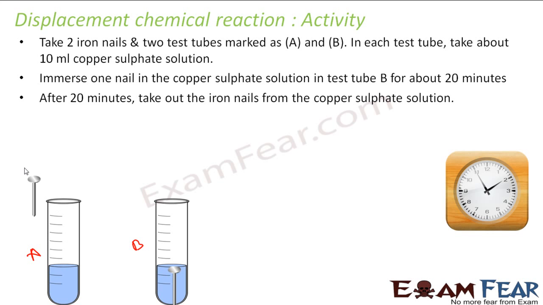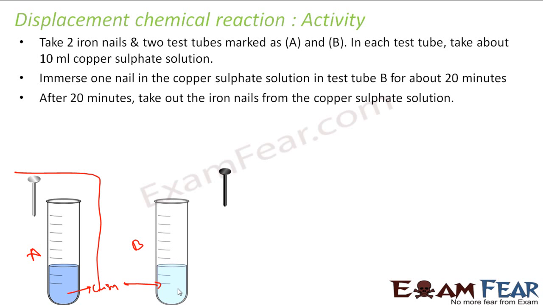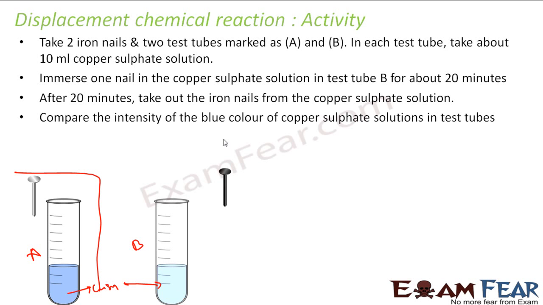Please note, test tube A we are not even touching, that's just for comparison later. Test tube B is where we are doing the work. We put the nail in the copper sulfate solution for 20 minutes. After 20 minutes we'll see that the color changes. The color of the copper sulfate changes, and the color of the nail also changes. Now take out the nail.